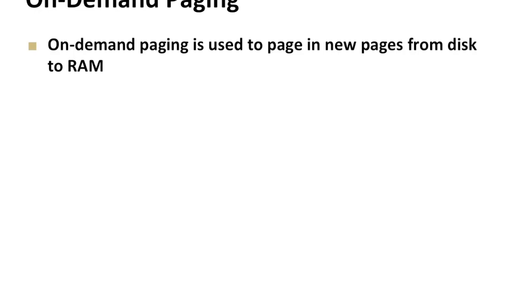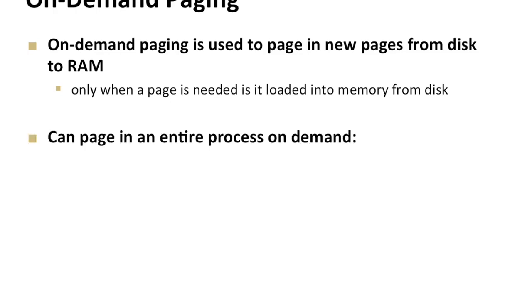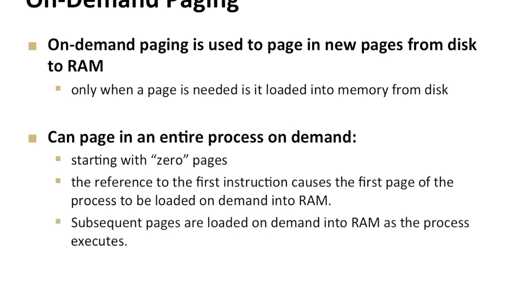All right. That's great. But new pages we have to get from disk to RAM, but only when the page is needed. And we could do the entire process on demand, which means we start off with nothing in memory. And then as we need a page, we will load that page. So we have 0 pages in our page table, and then the first reference to get the first instruction is going to cause a page to be loaded. And then we will subsequently take all of the pages that need to be there and load them as needed.